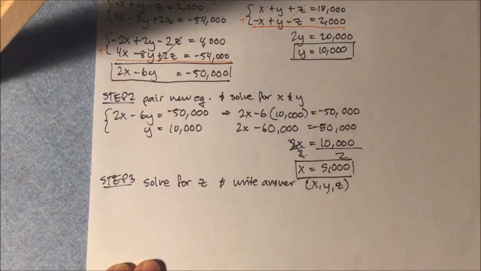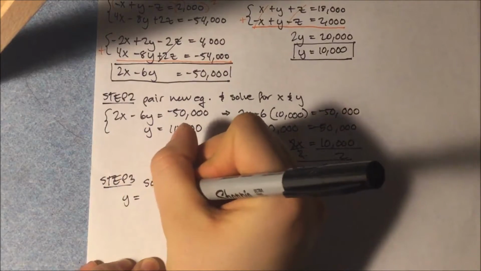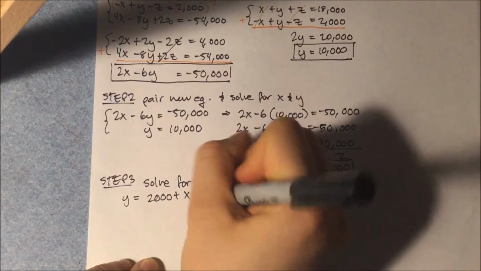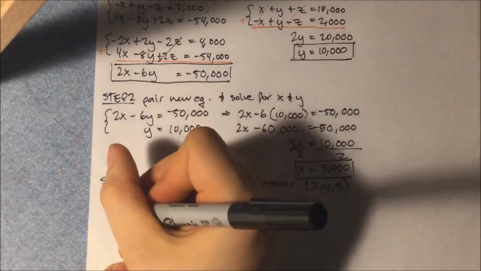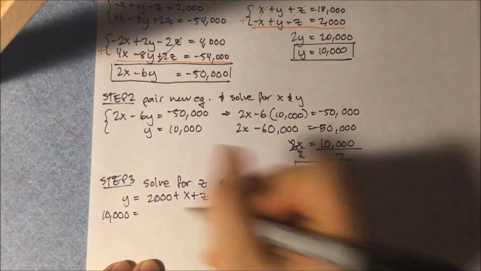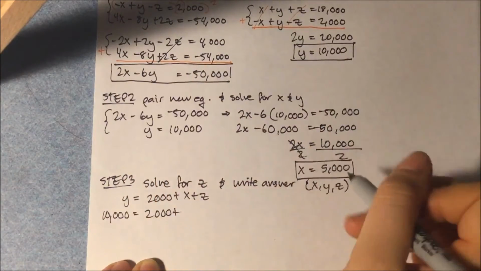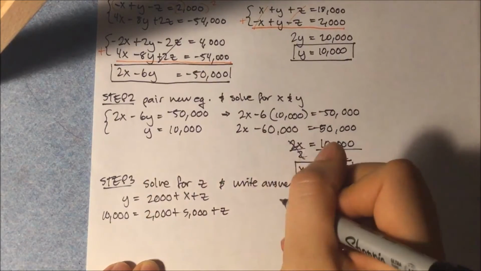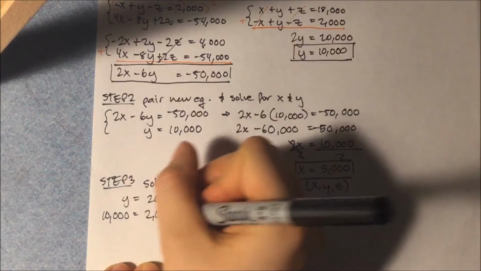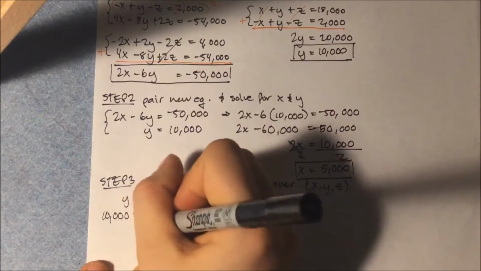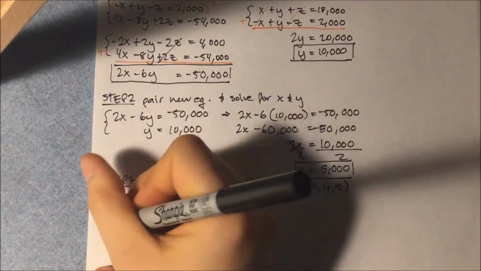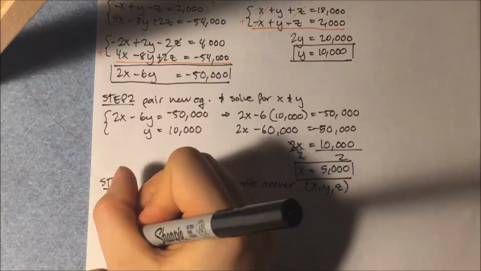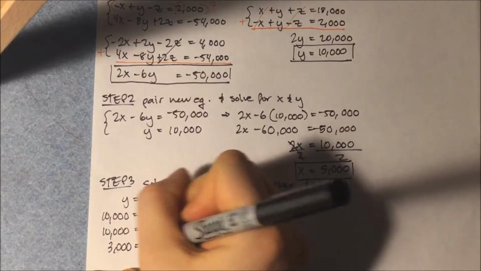So y equals 2,000 plus x plus z. Okay, so y was 10,000, so that equals 2,000 plus my x value, which was 5,000, plus z. So that means I'm going to end up with 7,000 plus z equals 10,000. Subtracting 7,000 from both sides, I get 3,000 equals z.